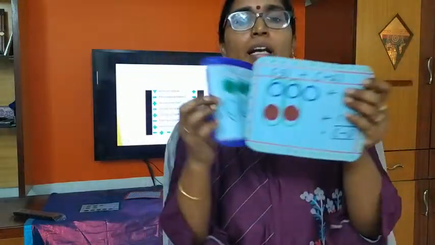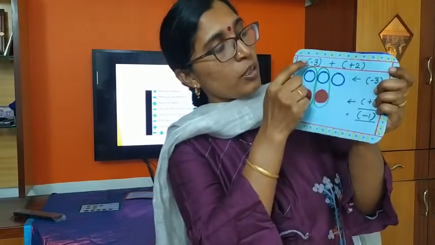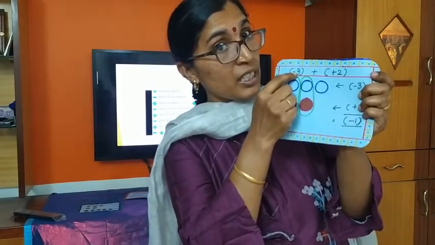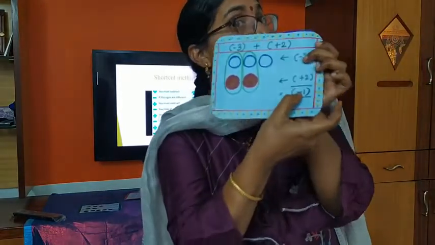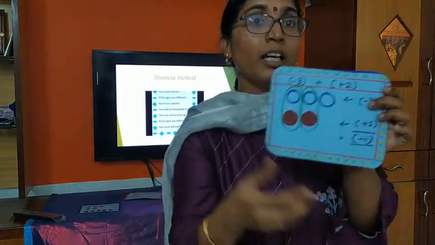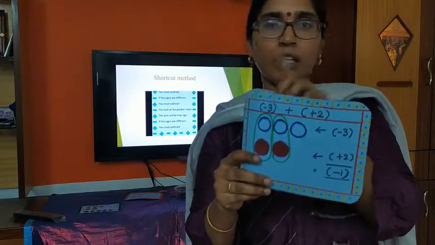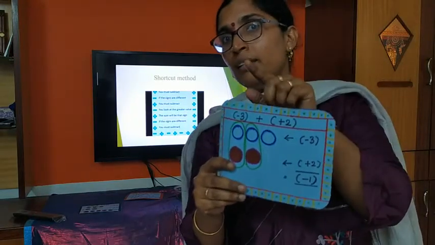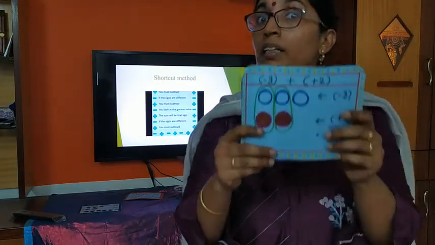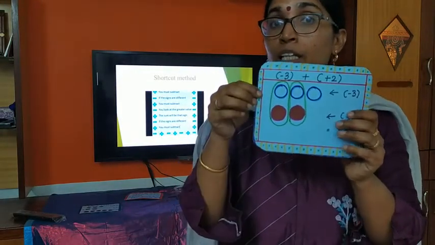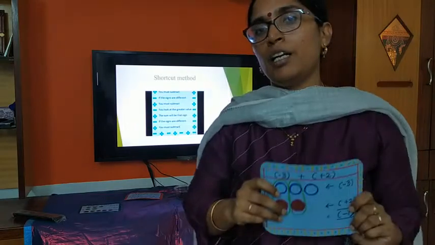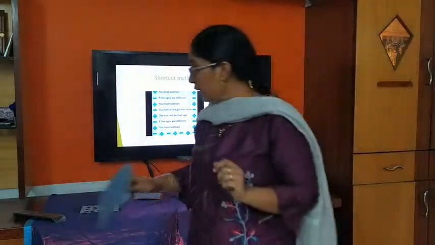Okay. Now here you can see minus 3 plus 2. So what is the sign of the greatest number? Minus. So here the sign will be minus itself. Okay. If the signs are different, then you should subtract. Then the sign of the sum will be the sign of the greater value. Did you understand the shortcut method, children?